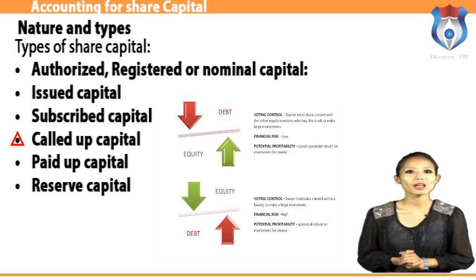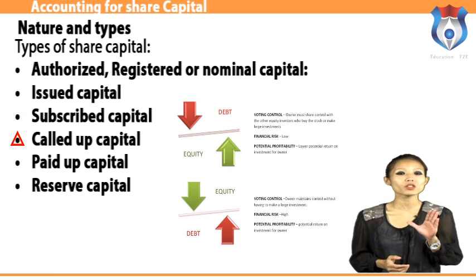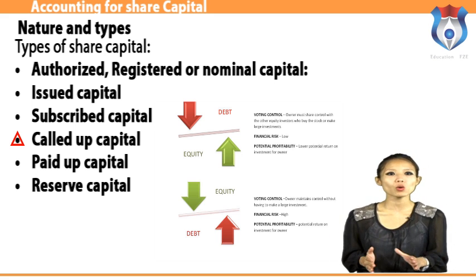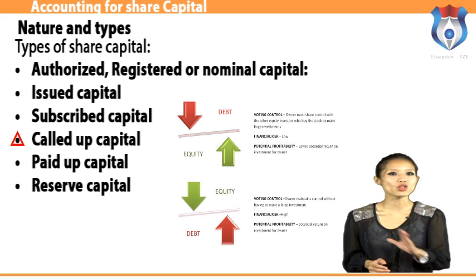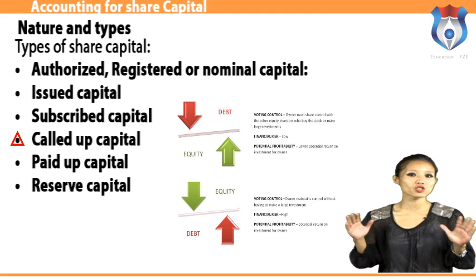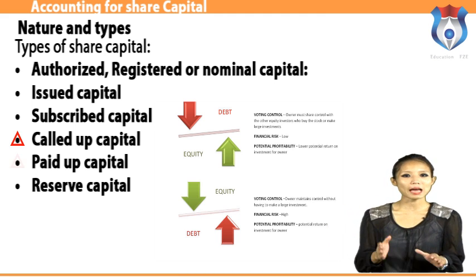Called up capital. In some jurisdictions, a company is permitted to ask for only part of the total issued capital. That is, a company will require shareholders to pay only part of the amount of the shares they hold and not to pay fully. The partial amount so asked by the company from the shareholders out of the total value of the share is called called up capital.